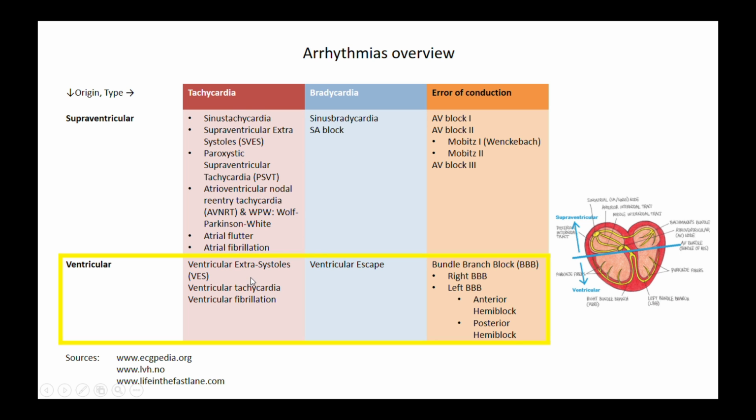And just the same, we can divide them into ventricular arrhythmias that cause tachycardia, the ones that result in bradycardia, and the ones that can be described as being errors of conduction affecting the Purkinje fibers in the ventricles. And then of course the most famous example of this is the bundle branch blocks, left and right.